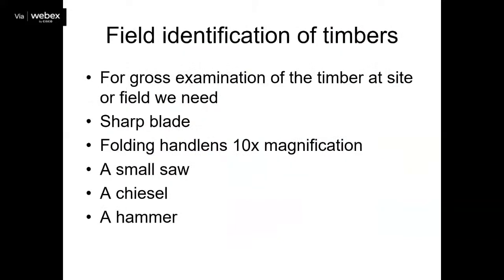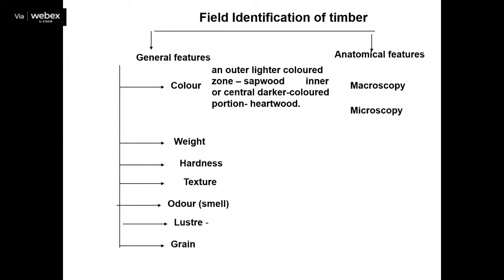For that, what we need is, whenever we are seeing any sample, we should have one folding lens, which is 10x magnification, small saw, chisel and hammer, and a small sharp blade. For making one convenient size sample, we need all these things. Whenever we see sample, first we look at the general features. That is color we see. All the timbers, it is having its own color. The outer lighter color we call sapwood, and the inner central dark color portion we call hardwood. Whenever we tell color, we have to see the central portion, that is hardwood color.